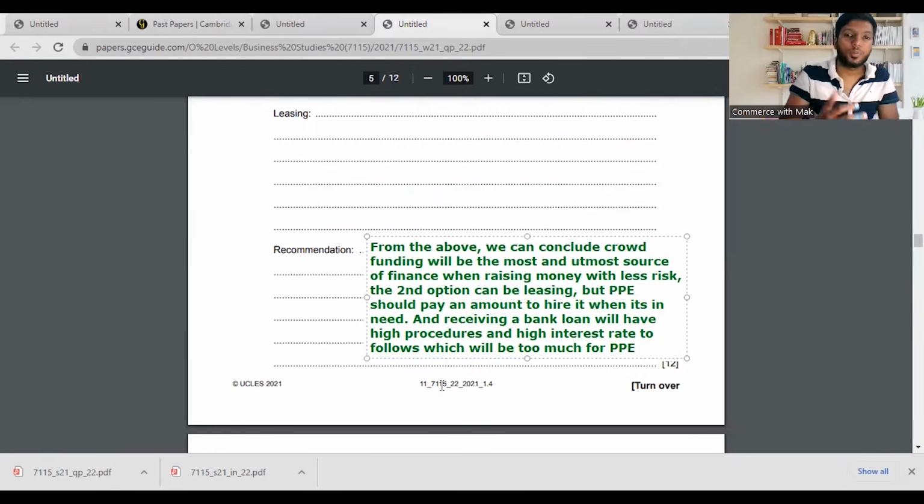So here I said from the above we can decide that funding will be the most, and crowdfunding is the best source because it's very less risky when you're taking the money. But sometimes you can lose your ideas which I have given, but as I can't write everything here. The second option can be leasing, but we need to pay an amount when you're hiring it, and also we can only hire when it is in need. But bank loan, I will never give you a chance because it's very high procedures and very high interest rate when it comes to getting this type of PPE.